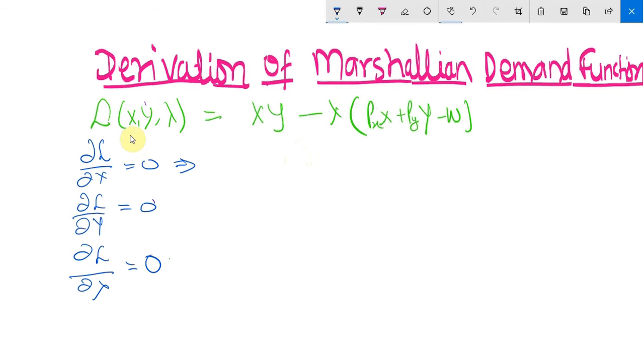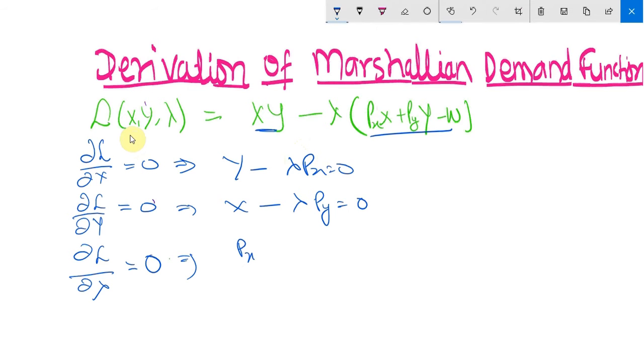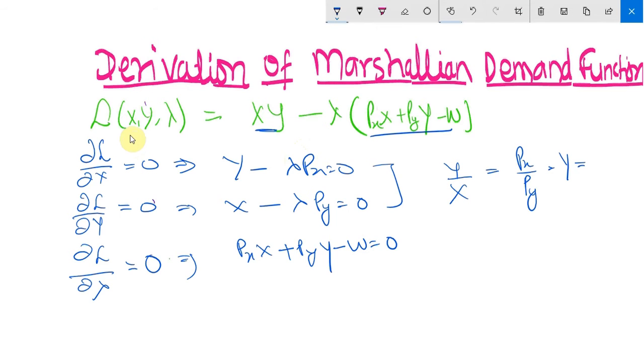So the partial derivative with respect to x gives y minus lambda px equals 0. The partial derivative with respect to y gives x minus lambda py equals 0, and the partial derivative with respect to lambda gives the budget constraint pxx plus pyy minus w equals 0. By simplifying these two equations, dividing the first by the second, we get y over x equals px over py, or y equals px over py times x.